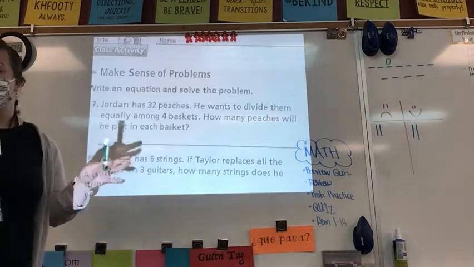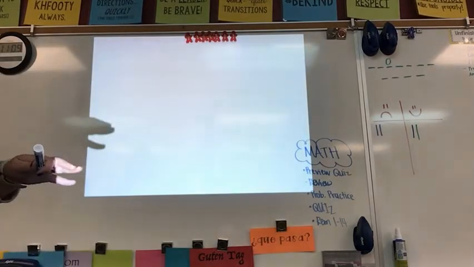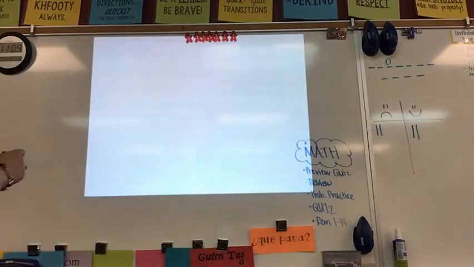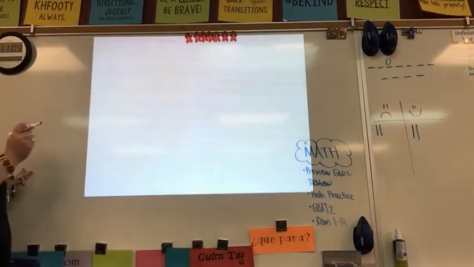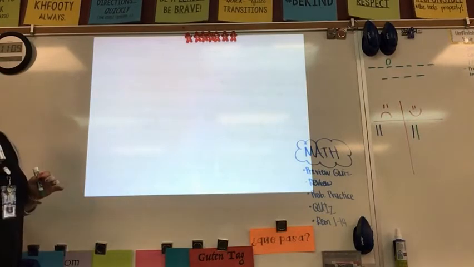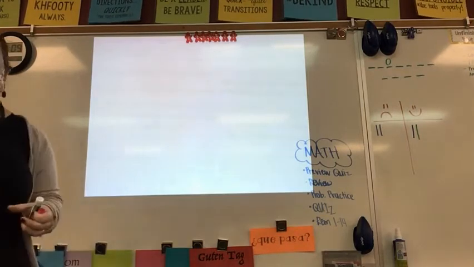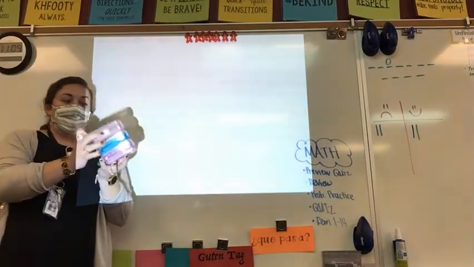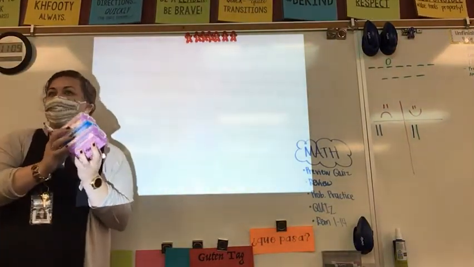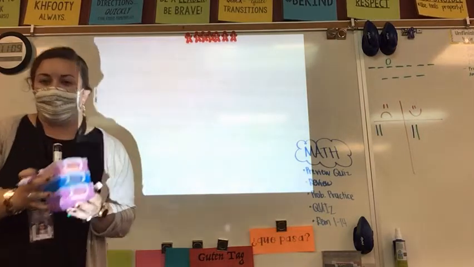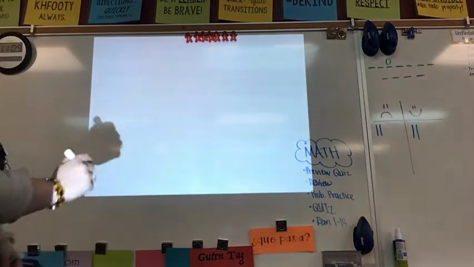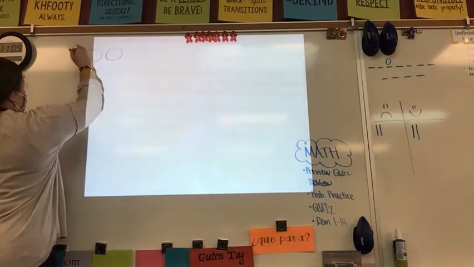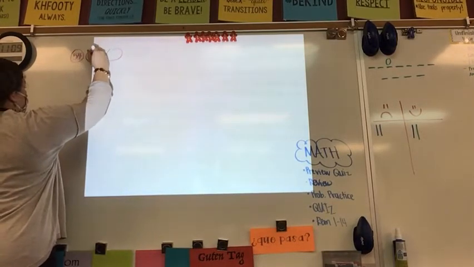So before I even go through the problems, I want to review the types of math drawings with you. Are you ready? Yes, we are. If I have, like right here, 3 decks of cards, and there's 54 cards in each deck, I would represent it like this. I have 3 groups or 3 decks with 54 in each deck.